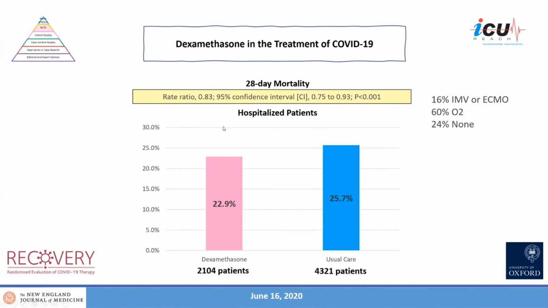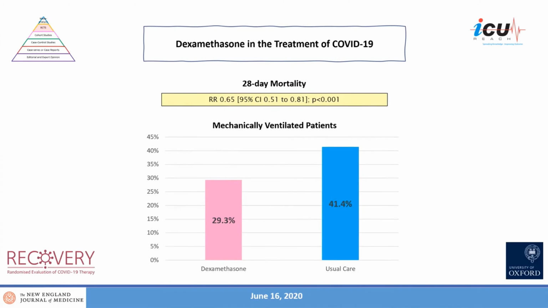And this was very statistically significant and gave us a rate ratio of 0.83, meaning that patients can benefit from dexamethasone in terms of mortality. And now when we looked deeper in the data, the mechanically ventilated patients are the patients who benefited the most. Mortality rate was 29% in the dexamethasone group compared to 41% in the usual care. This is giving us a rate ratio or risk ratio of 0.665.